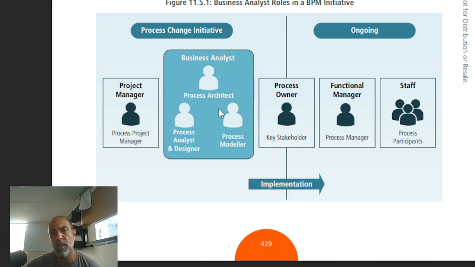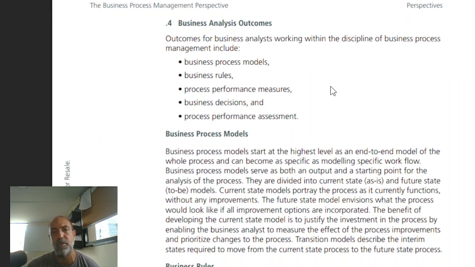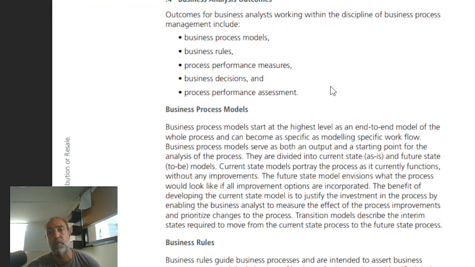What do you want? How can we do it? And then from the owner, functional manager, staff, this becomes the feedback loop here. These three, the last three at the end. The business analysis outcomes of the business analyst working with the process model: you get the business process models, the business rules, process performance, because you're documenting, right? And what are the rules of the process? What are the constraints of the process?